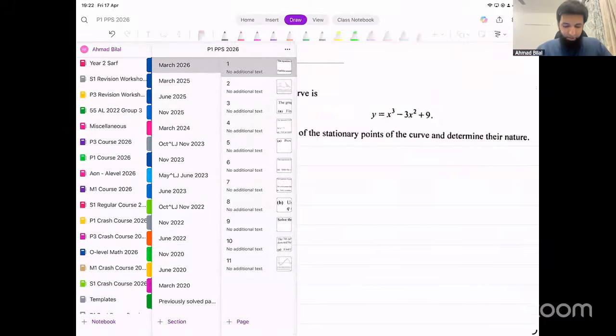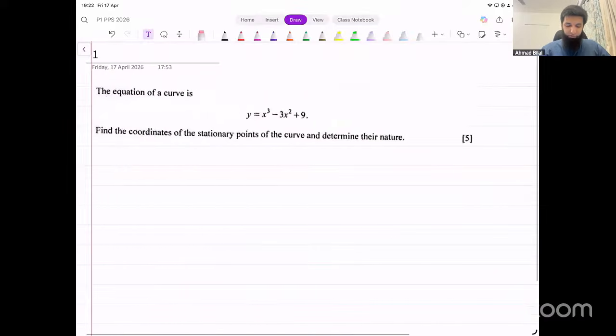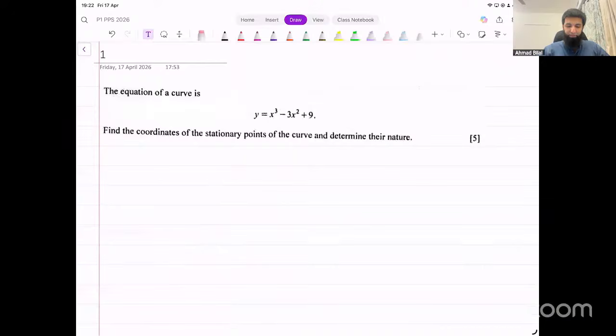Okay, everyone, let's start then. March 2026, paper 1, variant 2. This is what we're doing today. Please make sure that you're doing the calculations with me and letting me know the answers. Since the marking scheme is not available for this paper yet, it'll help if you can cross-verify the answers with each other.